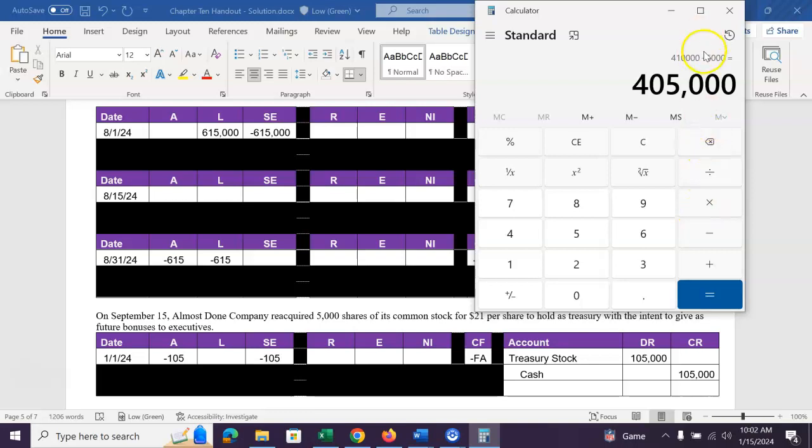Now there's still 410,000 shares issued. 5,000 are being held as treasury stock, so only 405,000 shares are said to be outstanding, and that just means owned by the investing public rather than the corporation itself. So for our next dividend here, we'll only pay it on the 405,000 shares.